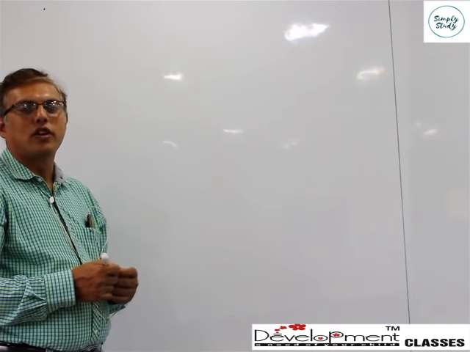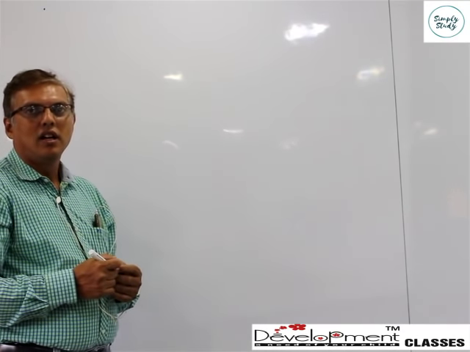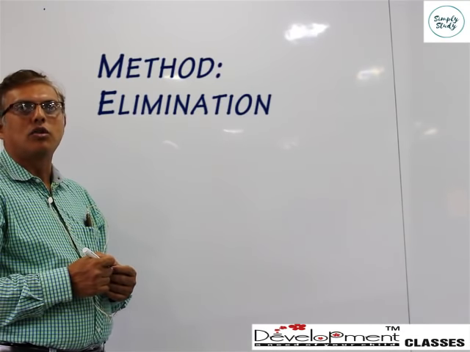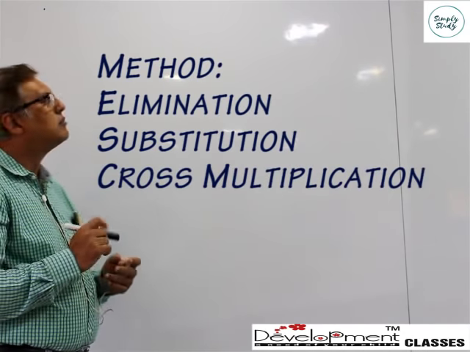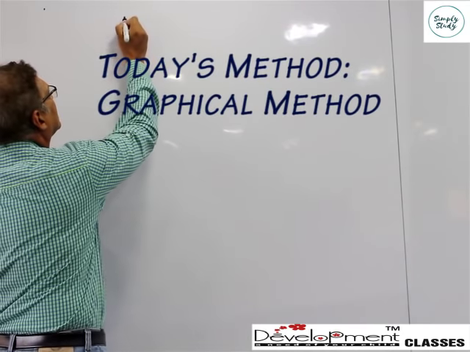So let us go further in our third lesson. We have done almost 4 methods. First was the elimination method, second was substitution, third one was cross multiplication, and one method is pending. So let us go with that method, and that is the graphical method.